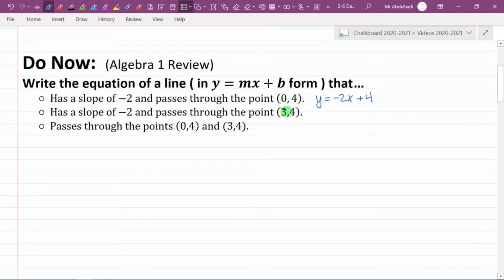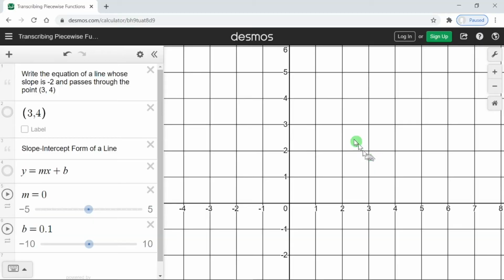Now look at the next question here. Has a slope of -2 again, but this time passing through the point 3, 4, not 0, 4. Now with 3, 4, you don't have a y-intercept, so everything changes. And I'll show you how to deal with that. So this time we have a slightly different question here. Now it's write the equation of a line whose slope is -2 but passes through the point 3, 4, not 0, 4. So where is 3, 4?